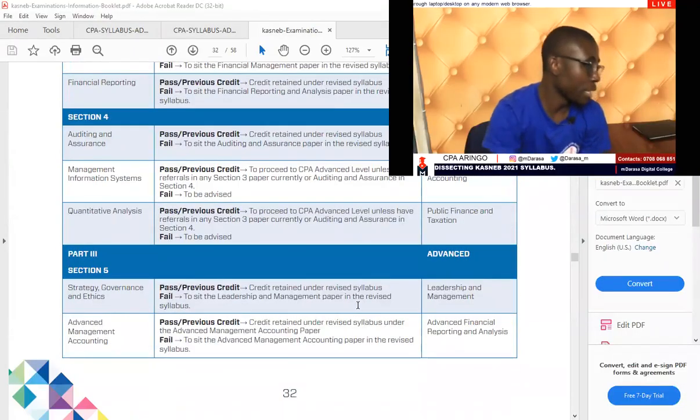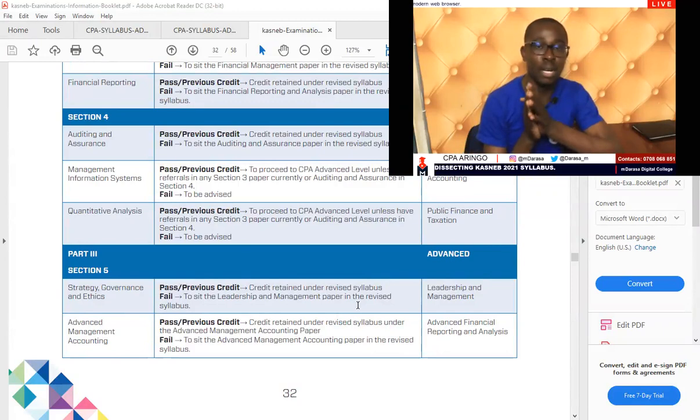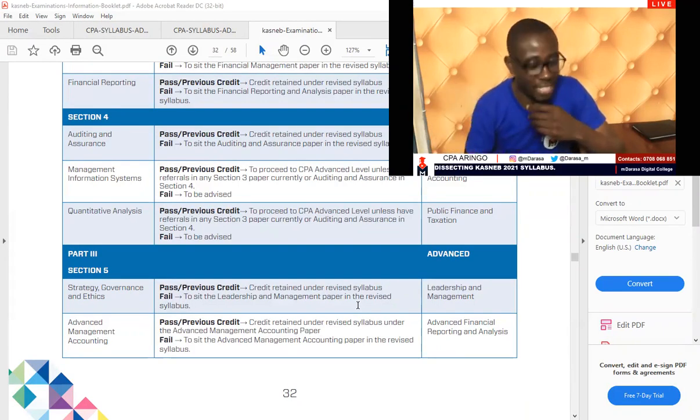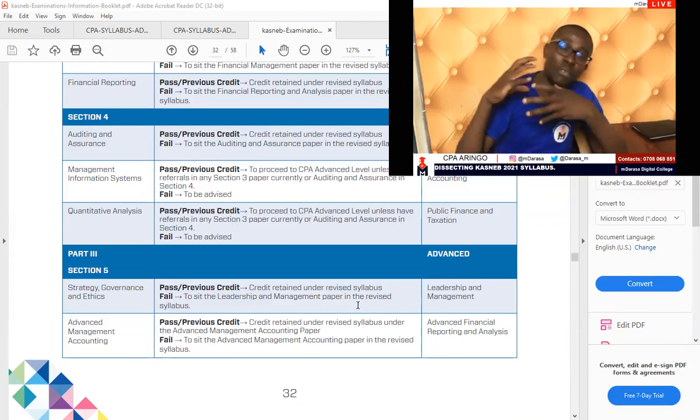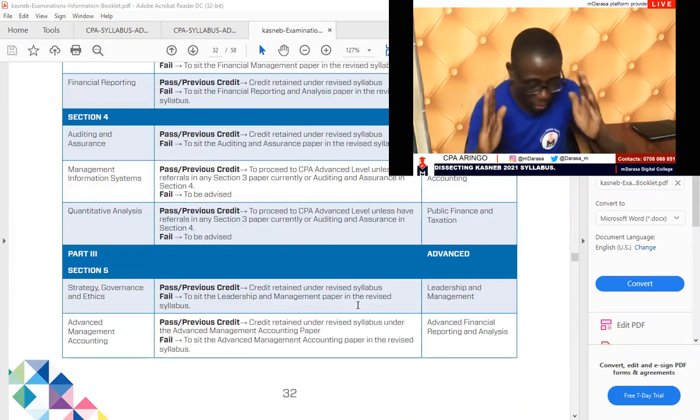Now, after you are done with that part, let us go to the advanced level, Part 3. You as a student who has done section 4 and passed with flying colors are now coming to advanced level. This is what you should have in mind, and kindly let it stick at the back of your mind very well.